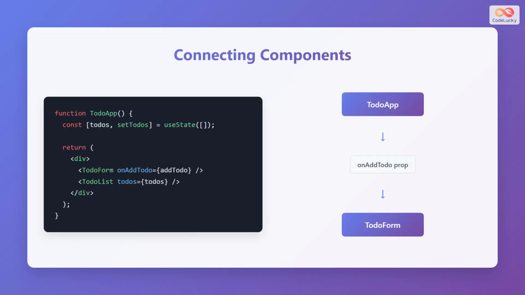Now, let's connect the ToDoForm component to the ToDoApp component. Inside the ToDoApp component, we pass the addToDo function as a prop called onAddToDo to the ToDoForm component. This allows the ToDoForm component to call the addToDo function when the form is submitted, adding the new to-do item to the list. The ToDoList component receives the todos array as a prop, which it uses to render the list of to-do items.